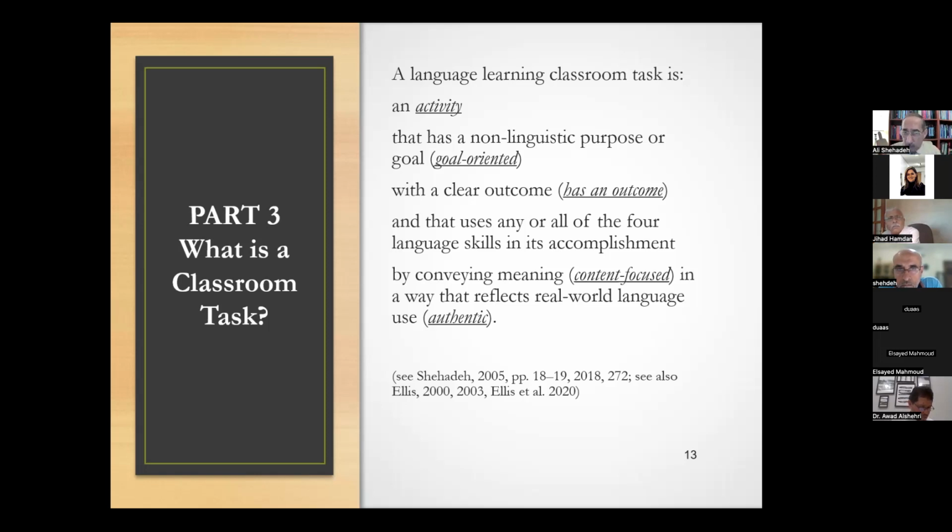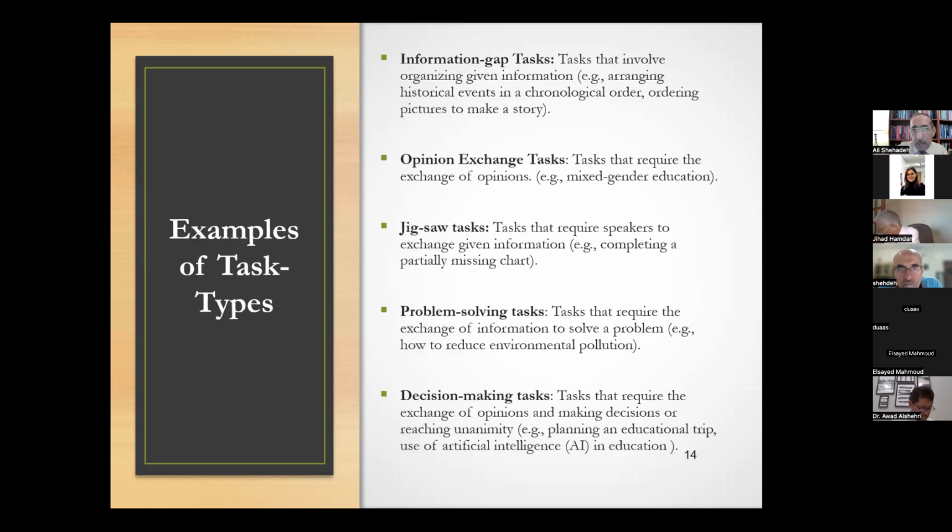It is goal-oriented. They are not communicating for nothing; they communicate for a goal, and they achieve an outcome. And then they focus on content, on ideas and communication, rather than on form, on grammar. And then it is authentic. It is not artificial. It is a task that we see in the real world. Okay. Now, here we have some examples.